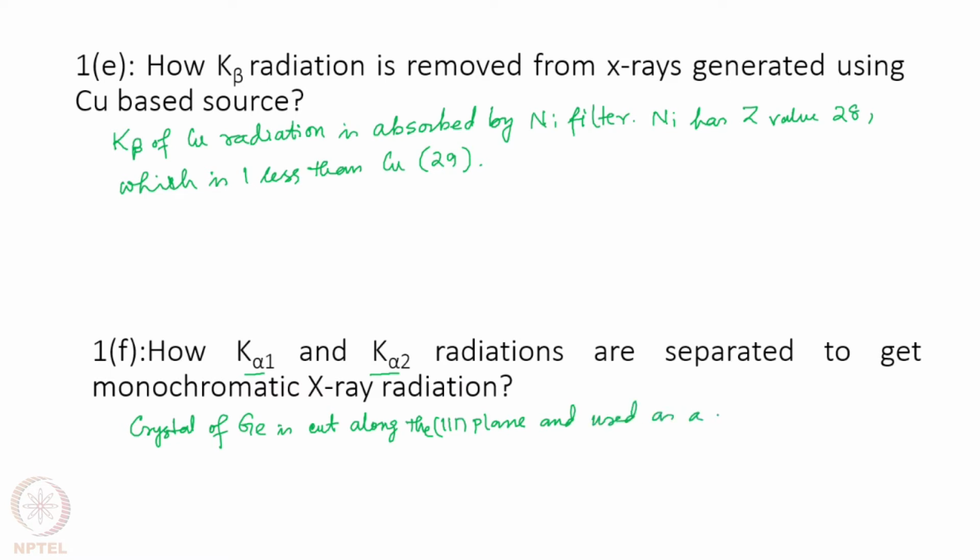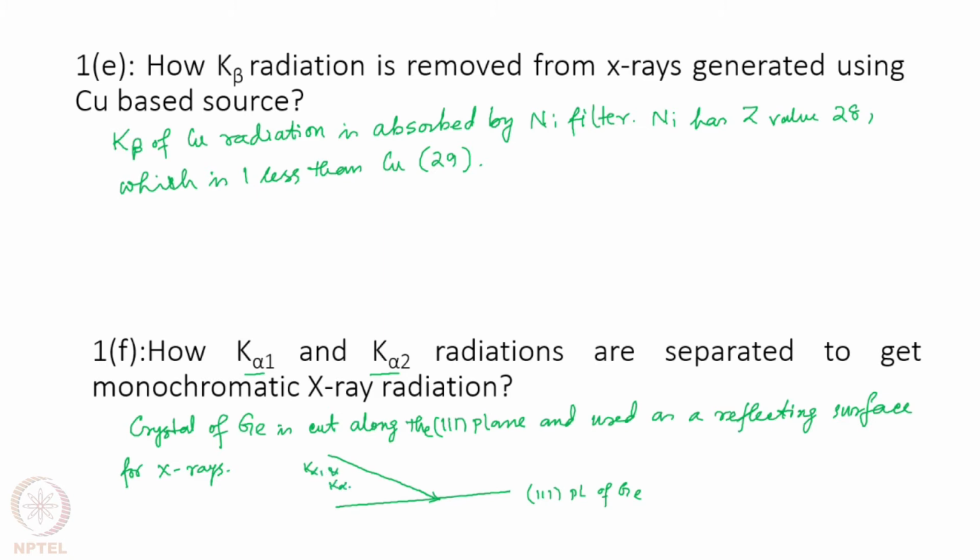used as a reflecting surface for X-rays. So, if we have a particular surface, the 111 plane of germanium, exposed to the X-rays, and I have a radiation which contains both K alpha 1 and K alpha 2, when it gets diffracted, the two radiations get diffracted at two different angles, because we know n lambda is equal to 2 d sin theta.